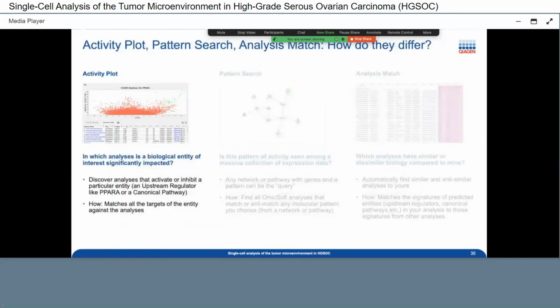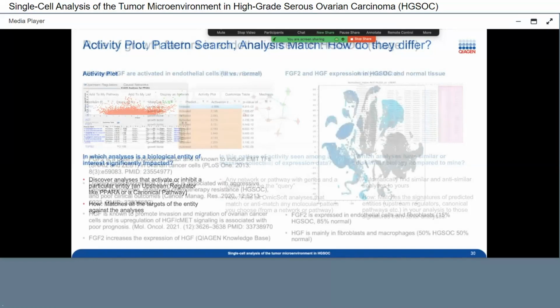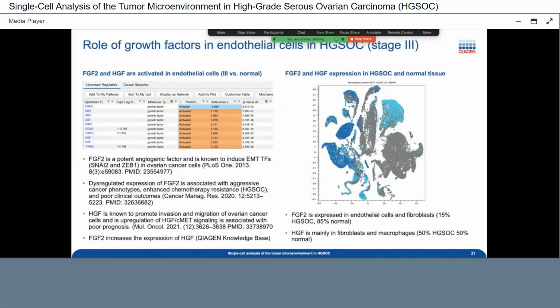Let's look at another aspect called the ActivityPlot. I've talked about canonical pathways, I've talked about upstream regulators. What I would like to know here is in what occasion, in what condition, what disease, what treatment that particular upstream regulator is activated or inhibited. Well, we use a feature called ActivityPlot, and that's what I'm going to do here.